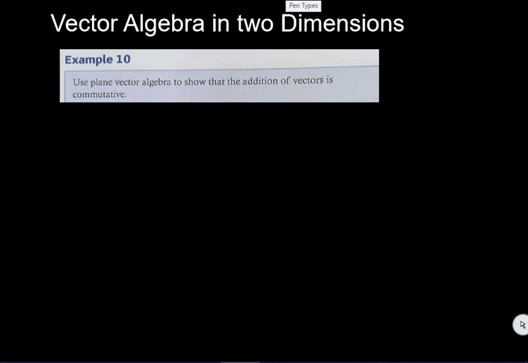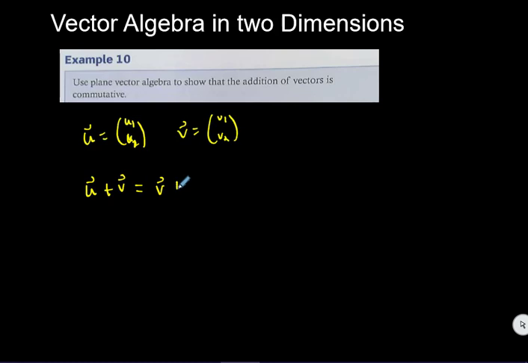Hello, we're going to look at example 10 now, and it says use plain vector algebra to show that vector addition is commutative. And what does it mean to be commutative? Let's say we have vector u with components u sub 1, u sub 2, and vector v with components v sub 1, v sub 2. To be commutative, we need to show that u plus v is the same as vector v plus vector u.